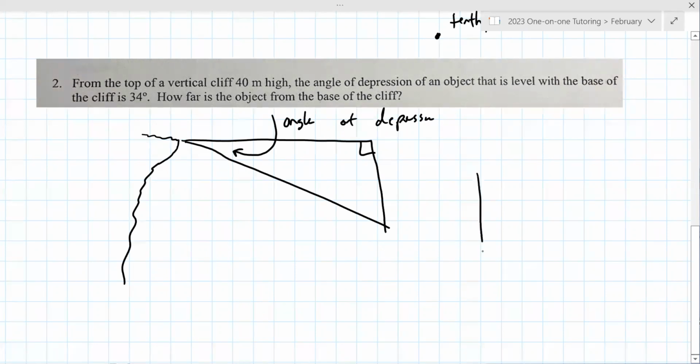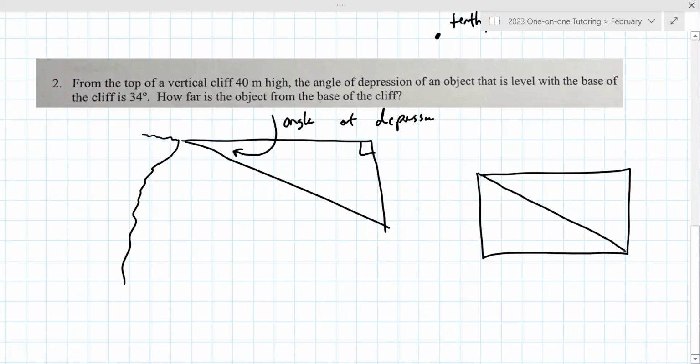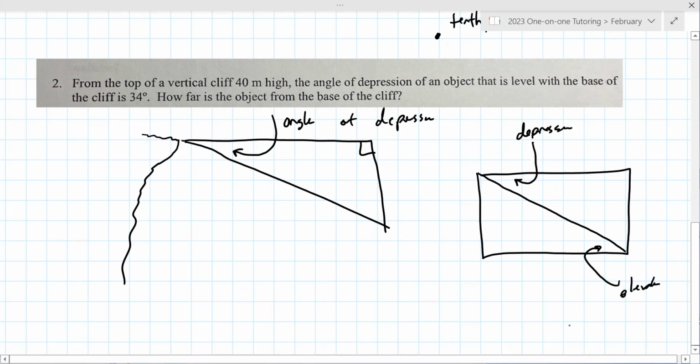Now there is this really important relationship between the angle of depression and the angle of elevation. So this is the angle of depression right here. This is the angle of elevation right here. And they are the same.